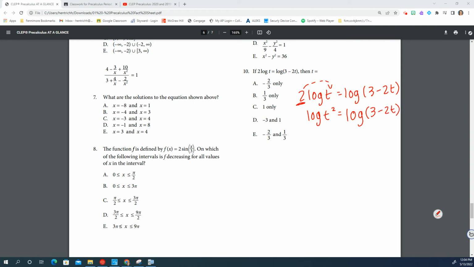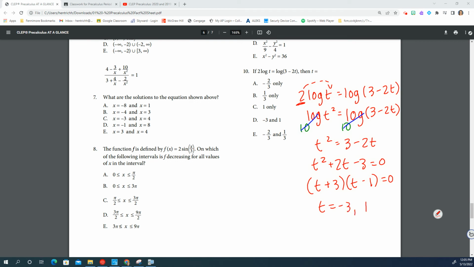Then I asked students, what's the inverse of logarithms? Natalie Z confidently said exponents. And I was like, yes, ma'am, exponents. This one's a log base 10, my common log. So I'm going to exponentiate both sides with a base of 10, and that undoes the logarithm, inverse operations of each other. So I get t squared equals 3 minus 2t, which ends up being a quadratic that factors into this, giving me solutions of negative 3 and 1.